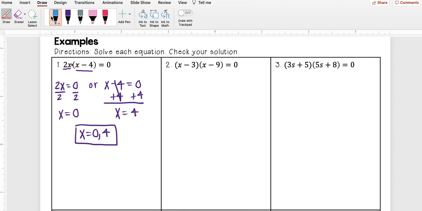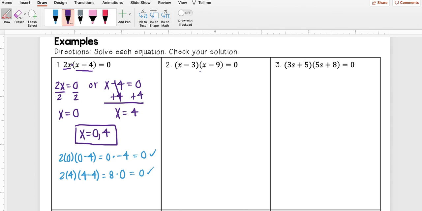It's always good practice to go ahead and check your work. If I plug in 0 here, I have 2 times 0 times 0 minus 4. Well, 2 times 0 is 0, 0 minus 4 is negative 4, and 0 times negative 4 is 0. So I'm good. If I plug in 4, I get 2 times 4 times 4 minus 4. 2 times 4 is 8, 4 minus 4 is 0, and I get 0. So I'm good.